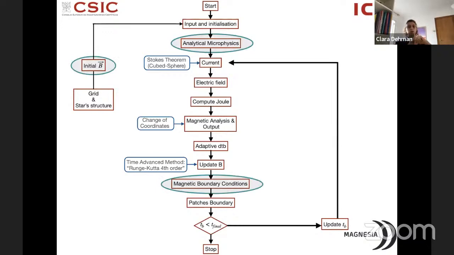Now, to do this evolution, several pieces need to be worked carefully. One of them is the initial topology of the magnetic field that should be divergence free. The other is the magnetic boundary condition. And I will also spend a bit of time speaking, just a few words, about the analytical microphysics that's considered in this work.